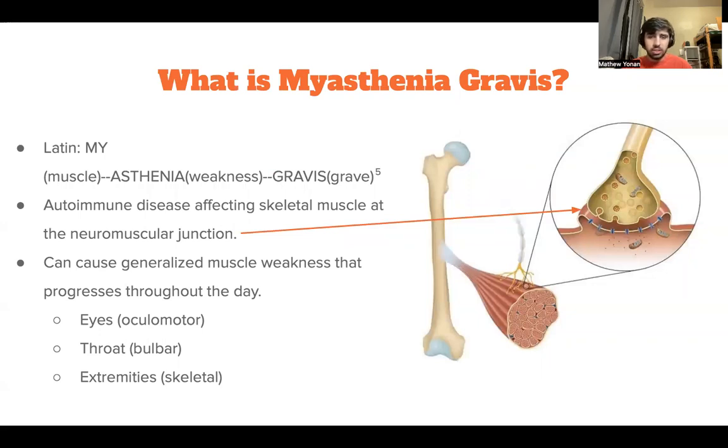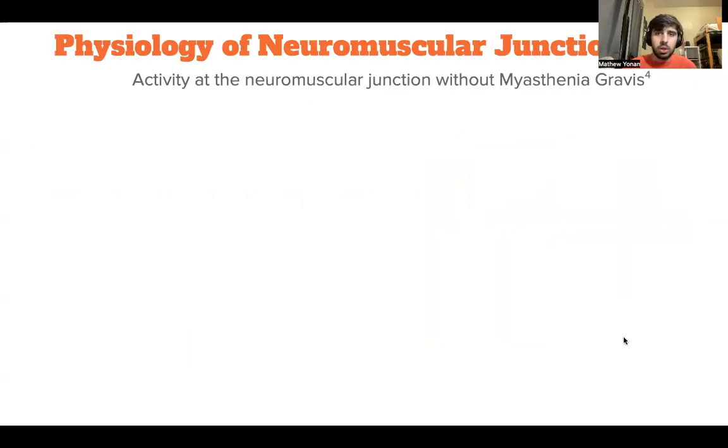And so this can cause generalized muscle weakness that progresses throughout the day. The muscles that are generally affected are the eyes, the muscles that move the eyes around, the throat muscles that help with speech and swallowing, bulbar muscles, and the extremities muscles. So let's look at the physiology of the neuromuscular junction without myasthenia gravis.